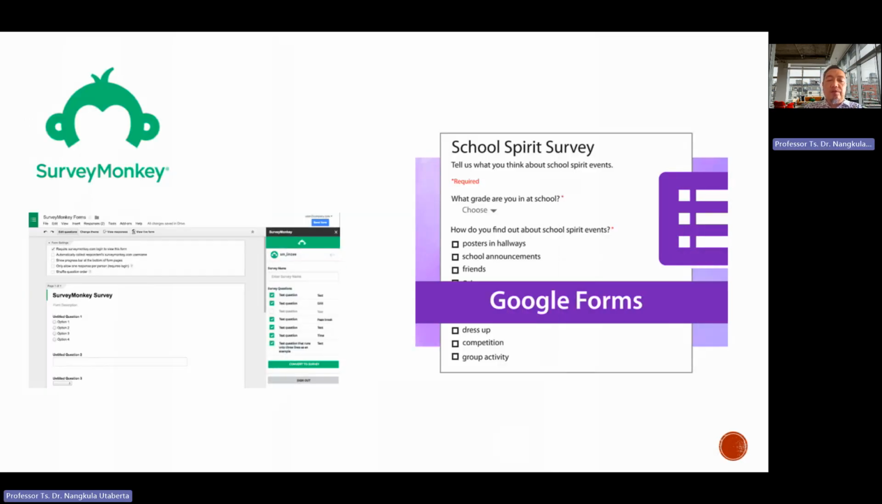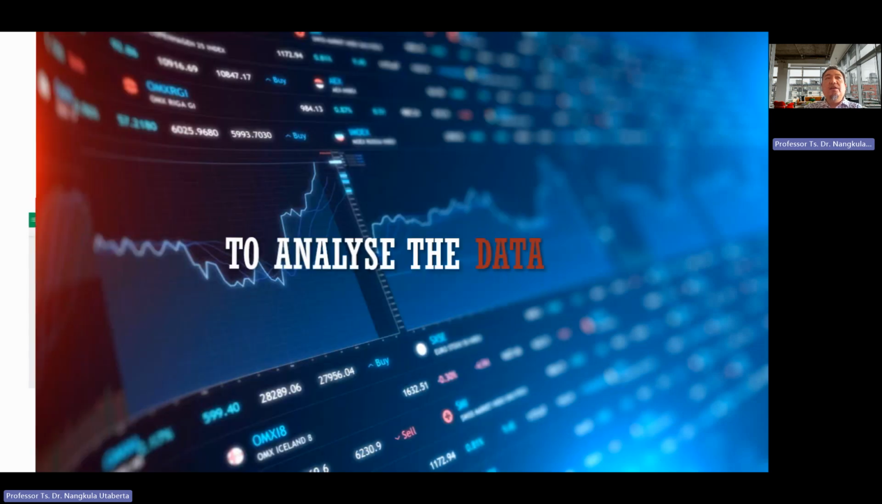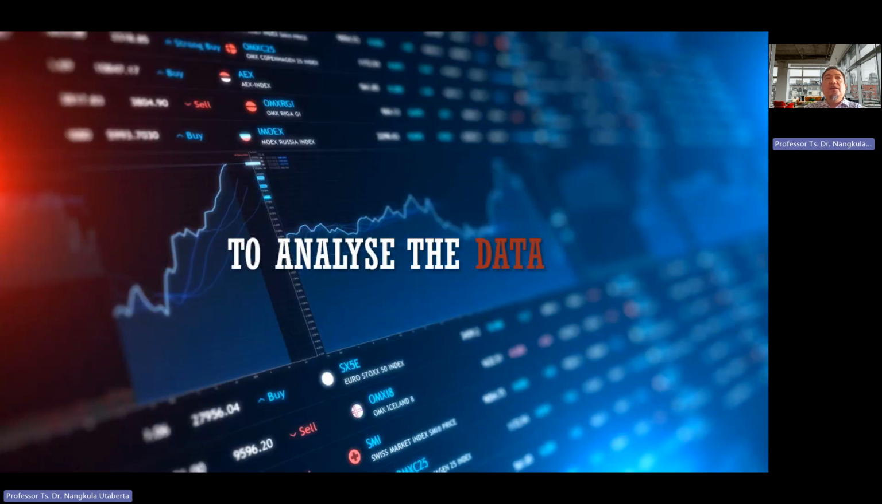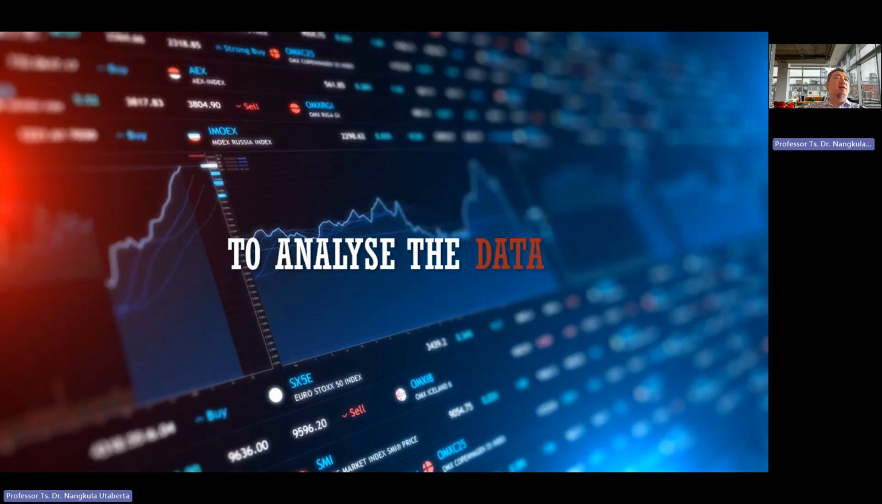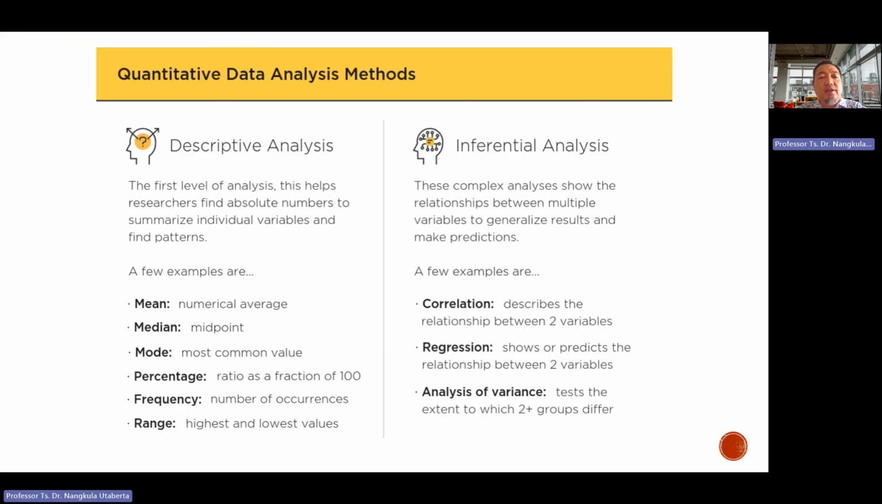Another thing, of course, you have Google Forms and SurveyMonkey. These are the things that people use when they collect the data. And then, of course, when you gather the data, you need to analyze the data. In the quantitative research method, there are two types of quantitative data analysis.